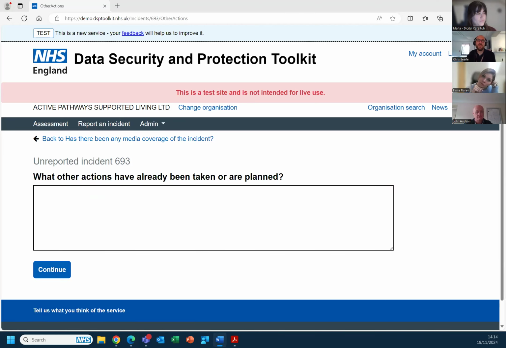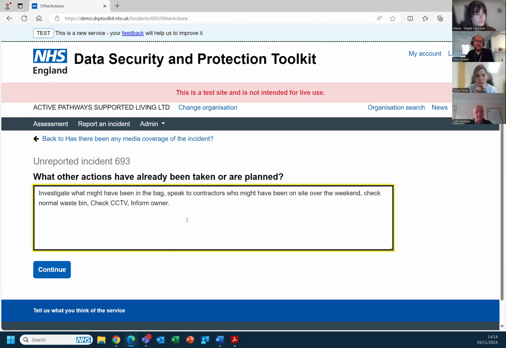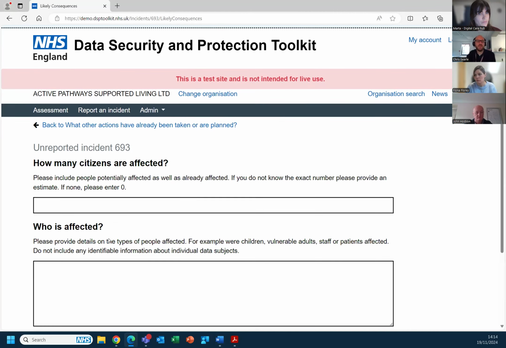Okay, now any actions you've taken place or planned. So it's what you're doing about it, or what you plan to do next. So we're going to investigate what might have been in the bag and speak to contractors who might have been there over the weekend and check the normal waste bin, see if it's been misplaced there, and then check CCTV and maybe inform the owner of the care home.